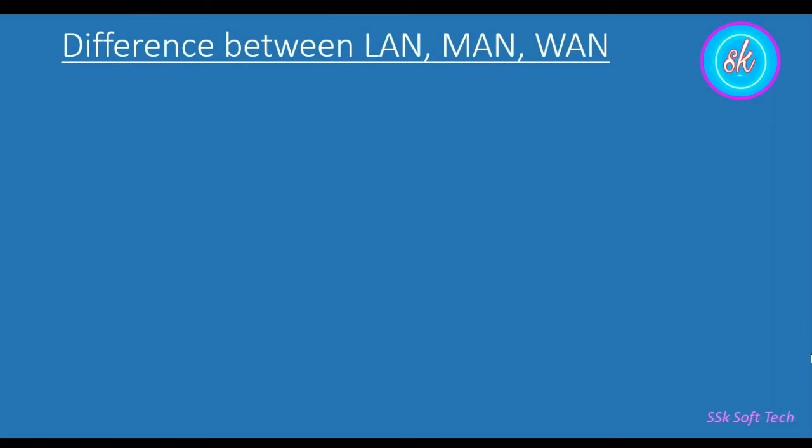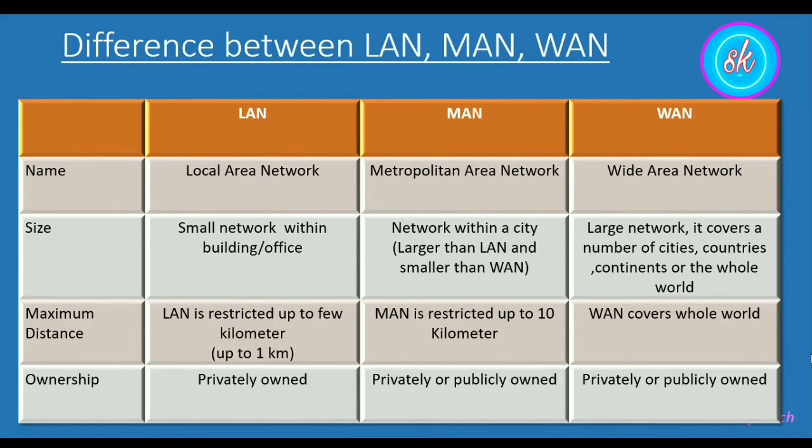The difference between LAN, MAN and WAN based on some parameters. The first parameter is name. LAN stands for Local Area Network. MAN stands for Metropolitan Area Network. WAN, that is Wide Area Network.